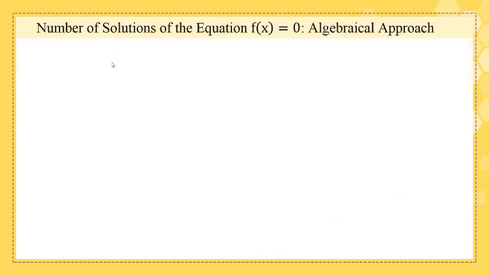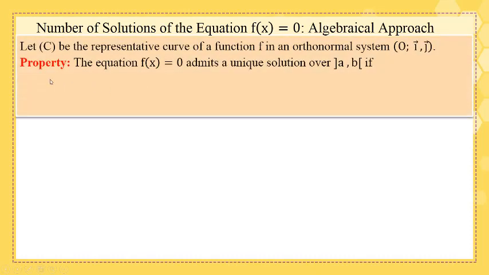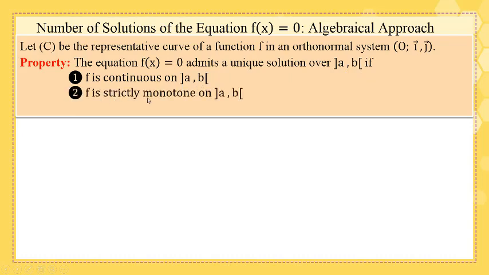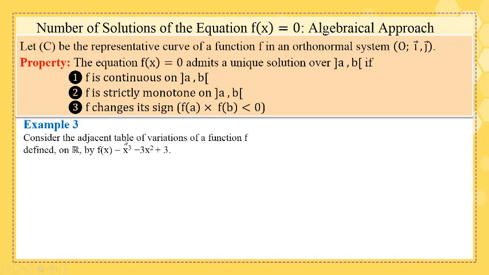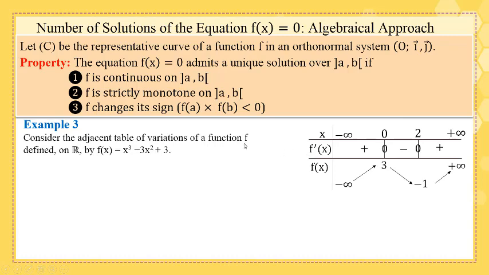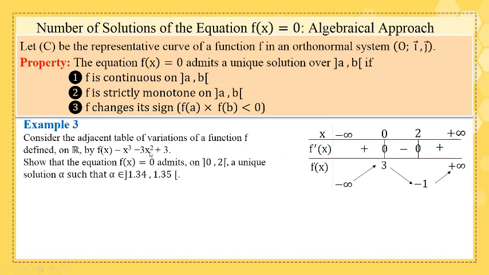Now, we will go to the second way in order to determine the number of solutions of the equation f of x equals 0 by using the table of variations. Property. The equation f of x equals 0 admits a unique solution over AB if f is continuous on AB, f is strictly monotone on AB, and f changes its sign, or f of a times f of b is negative. Example: consider the adjacent table of variations of a function f, defined by the following expression.